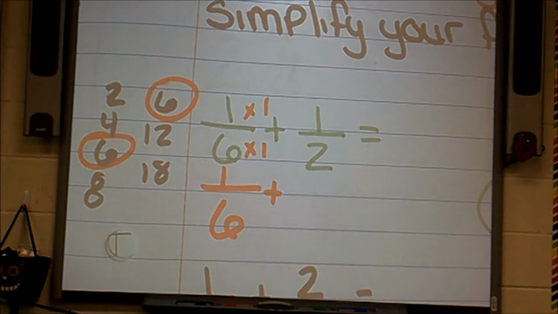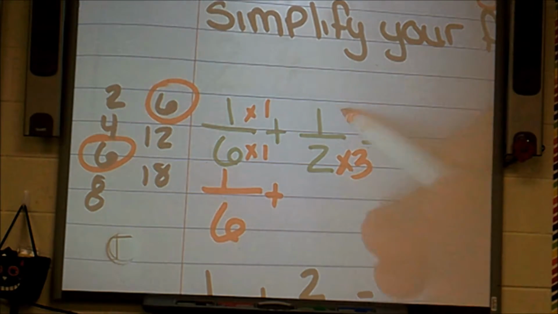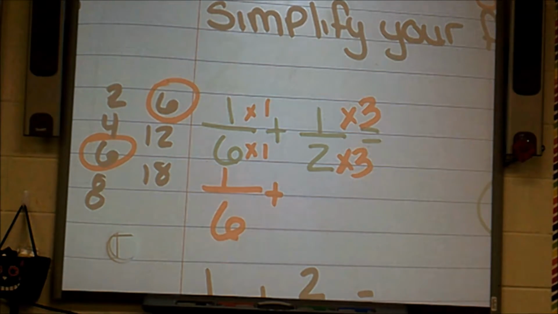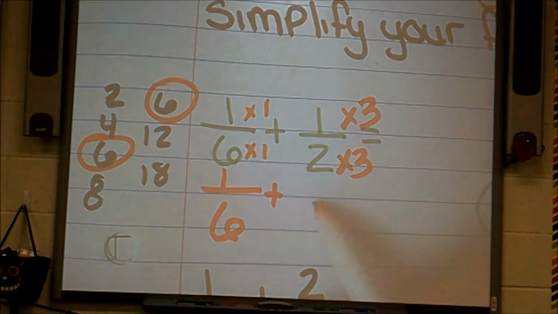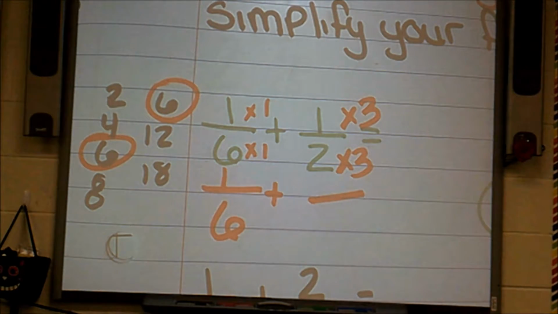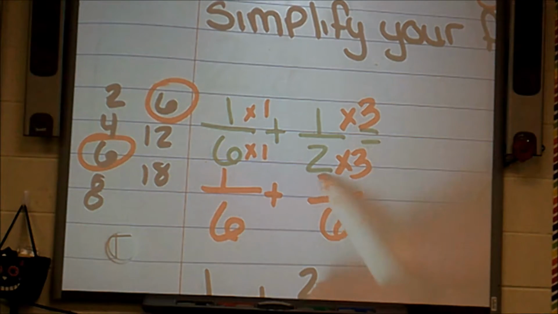Now I have to do the same thing to get a 6 on the bottom of my second fraction, my 1/2. So in my head, I'm going to think to myself, how do I get that fraction of 1/2 to have a denominator of 6? Let me think. If I count by 2s, how many 2s to get a 6? 2, 4, 6. Ooh! If I count by 2s 3 times, I'll get 6. And I know what I do to my denominator, I have to do to my numerator. So if 2 times 3 gives me a denominator of 6, my numerator, 1 times 3, is 3.